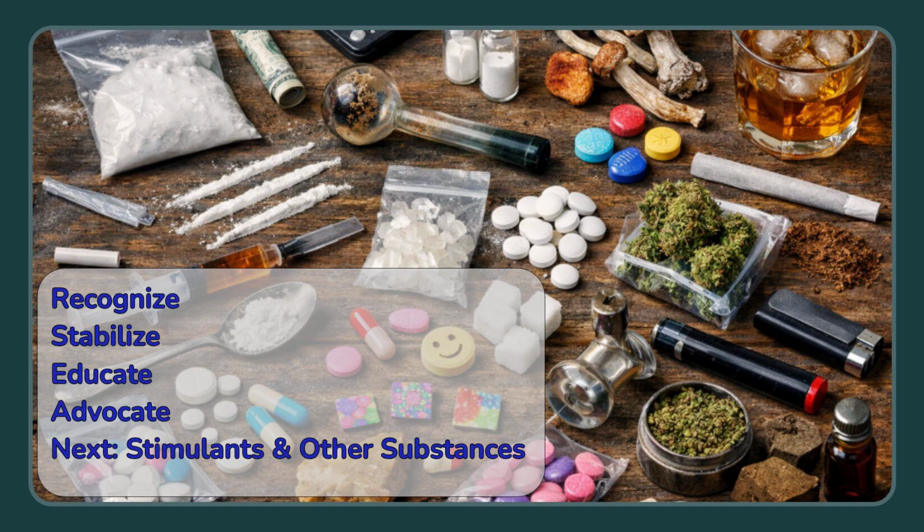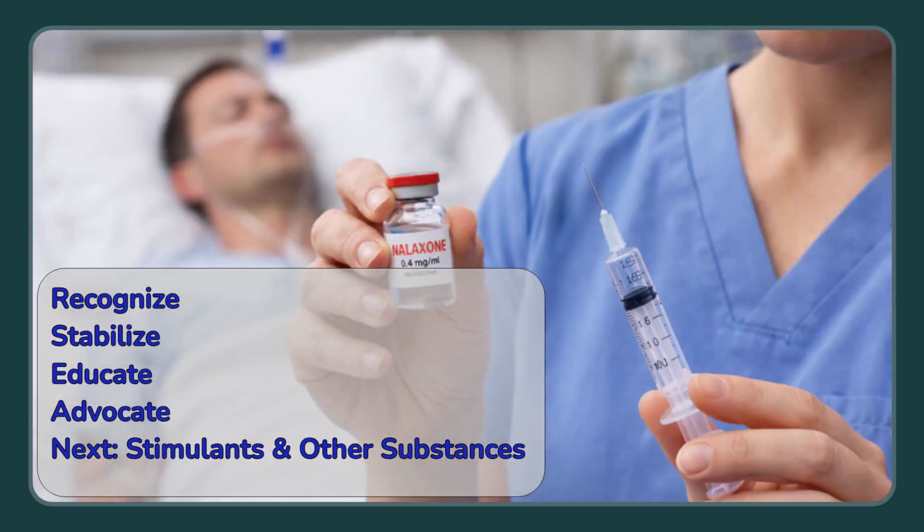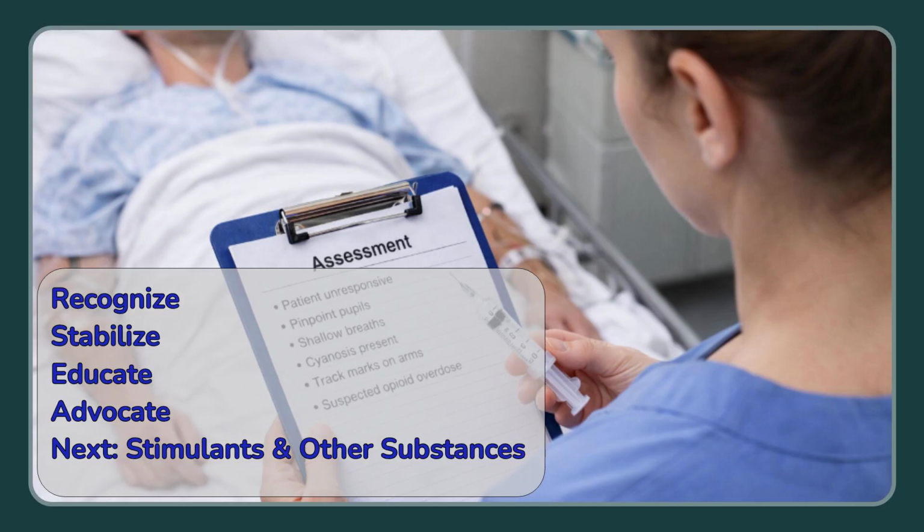Opioid use disorder is a chronic medical condition, not a character flaw. As nurses, we save lives through rapid recognition of overdose, appropriate naloxone administration, compassionate withdrawal management, and education about medication treatment. Understanding the difference between intoxication and withdrawal, knowing when to act, and reducing stigma are core nursing competencies.